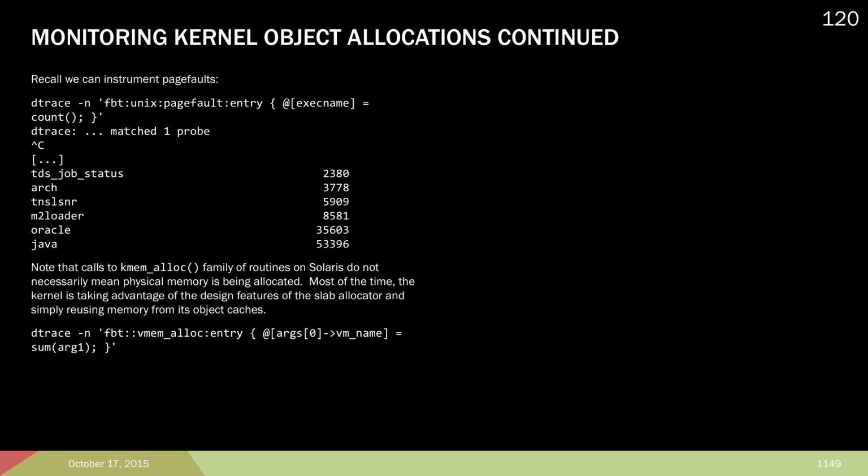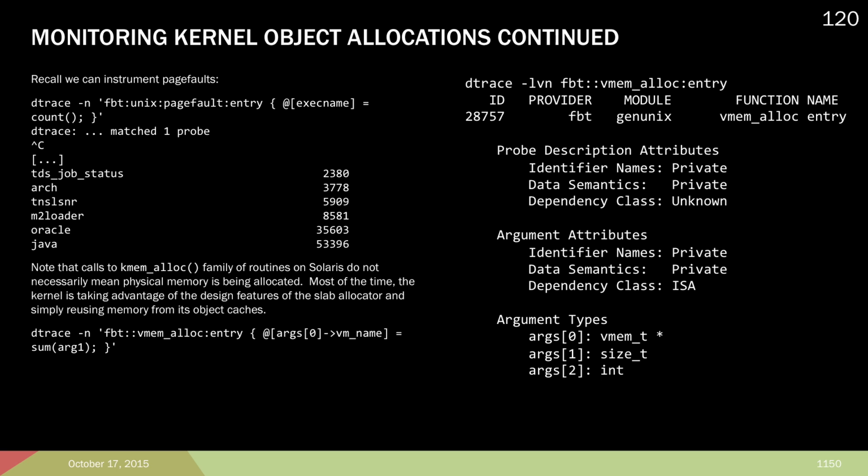I'm not sure what these args do, so let's look these up. Recall dtrace -lvn and the probe gives us verbose info about a probe. And on Illumos, we get argument types. arg1 looks like it's the requested size. arg0 is of type vmem. Let's look that up.